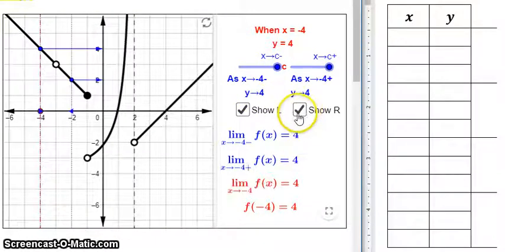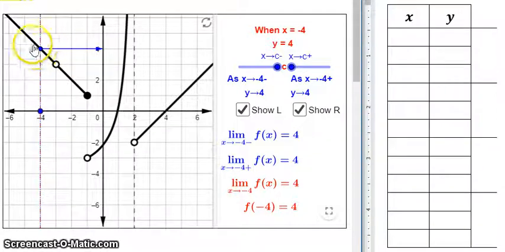I can do the same thing on the right side. Here's my x value that's going to approach -4 now from the right side. As that happens, my y value, as you'll see, will approach 4 as well. So I'm going to just start sliding this over, and we see that the y value is going to approach 4. And so we said that this point was a point of continuity. In other words, the function is continuous at this point in the graph. How do we know that? Well, we know that because there's a function value there.